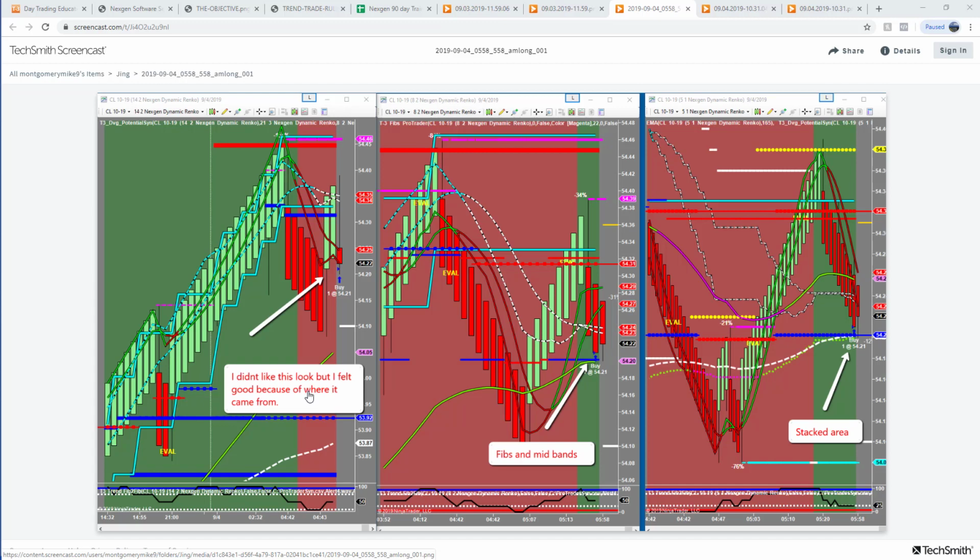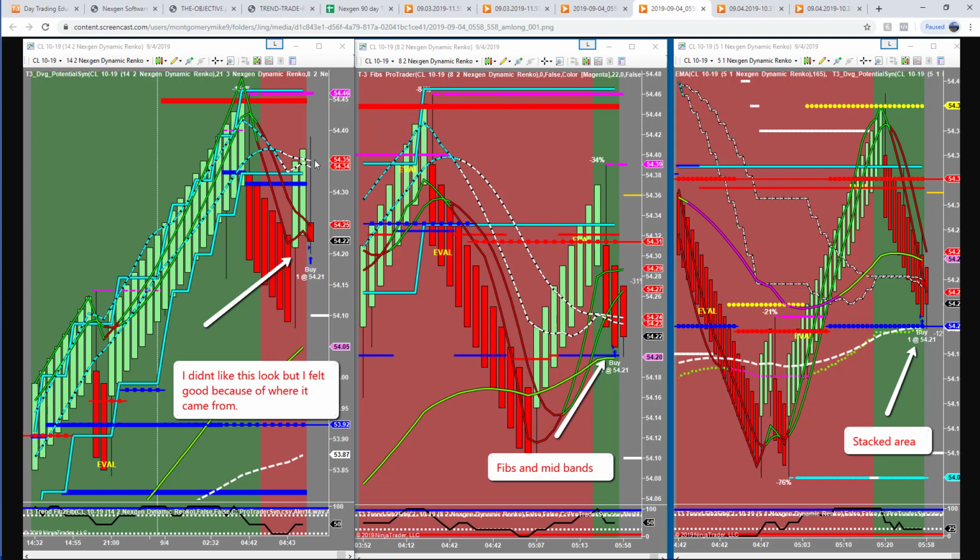And again, this is way earlier this morning. Obviously, this large chart, that doesn't really look like high probability trades, does it, Mike?